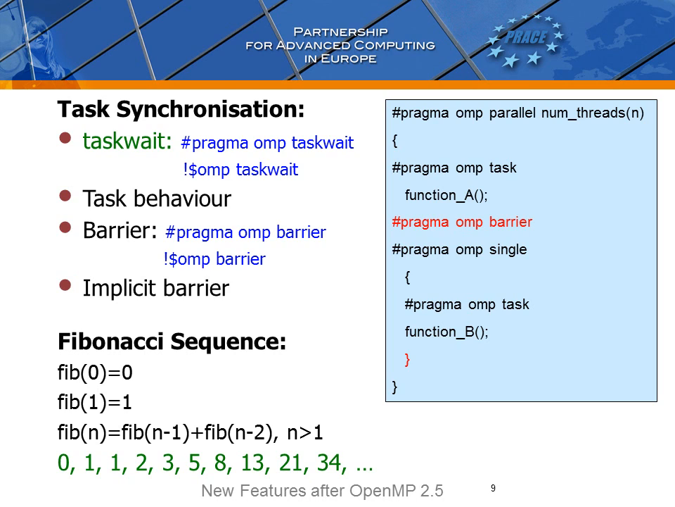The default task behavior is the same as for taskwait. Moreover, all tasks created by any thread of the current team are guaranteed to be completed at the barrier exit. There exists an implicit barrier at the end of the structured block for parallel and any work sharing construct. We illustrate a simple example of task synchronization on the right.